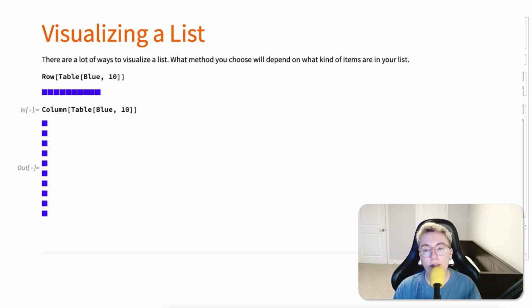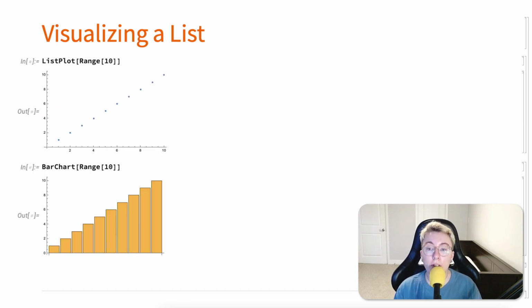There's a lot of different ways you can do this, and the methods you pick will depend on what types of data your list contains. If we want to organize information on our page, we might find it useful to put the list into a row or within a column. If we're working with numerical data, we may want some kind of plot.